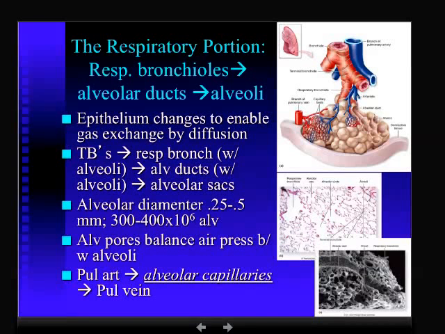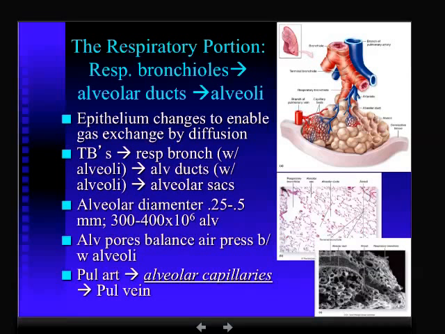So today we're going to wrap up the respiratory system and move on to begin talking about the digestive system. And by way of introduction, we were looking at the respiratory portion last time. The respiratory portion includes what? Respiratory bronchioles, alveolar ducts, and then the alveolar sac, the bottom end, all right?